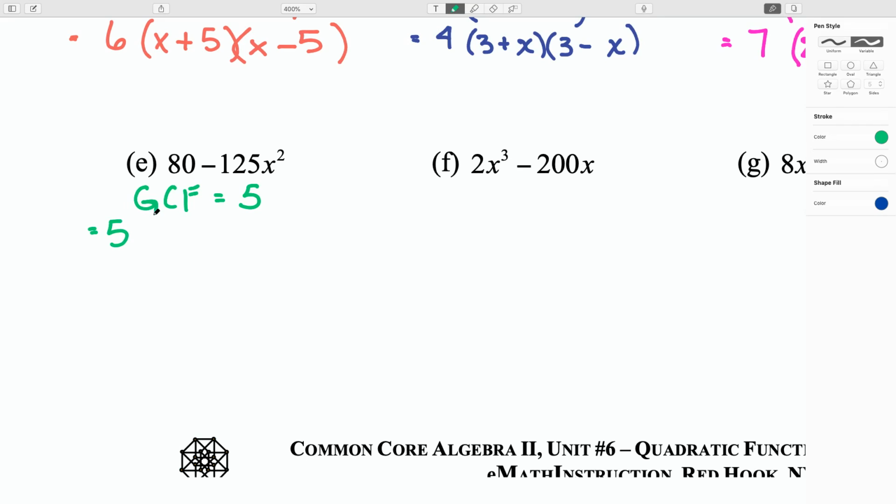So we put 5 on the outside. 5 times what gives me 80? 5 times 16 minus 25x squared. Now we have a difference of perfect squares. So I set that up. Square root of 16 is 4. Put my plus and my minus, square root of 25x squared is 5x.